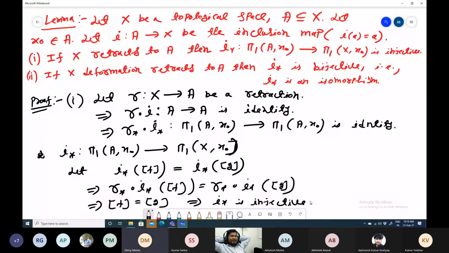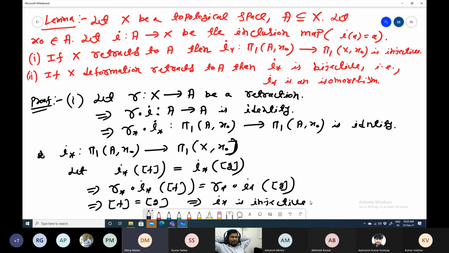And from this you can also prove that there is no retraction from R2 to S1. You actually proved that. Right? Because if there were a retraction from R2 to S1, then the induced map of the inclusion should be injective. But that is not true. So that means there is no retraction from R2 to S1. Clear?